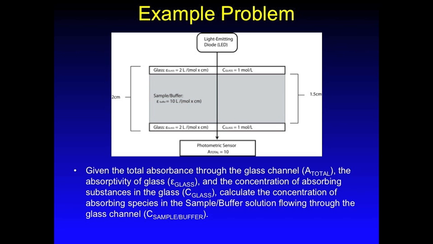Now we will see if we can apply the Beer-Lambert equation in an example problem. Given the total absorbance through the glass channel, or A total, the absorptivity of the glass, epsilon glass, and the concentration of absorbing substances in the glass, C glass, calculate the concentration of absorbing species in the sample buffer solution flowing through the glass channel.